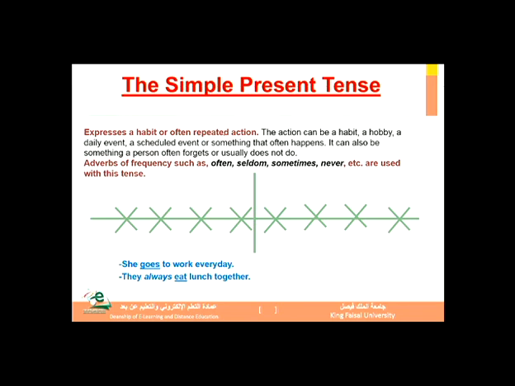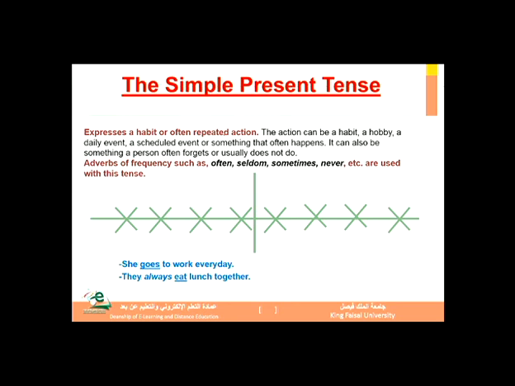The simple present talks about habits. Habit means عادة. Okay, so it talks about habits, repeated actions, things that happen again and again. For example, when I say I go to school every day, this is a habit, so I use the simple present tense.